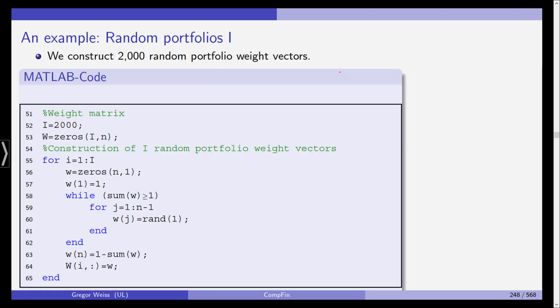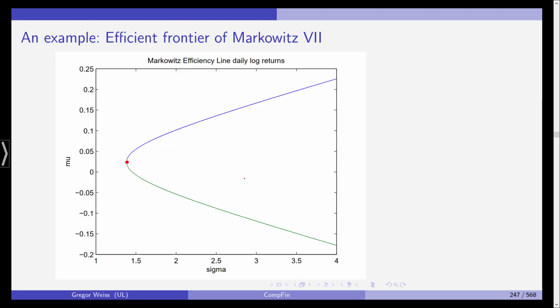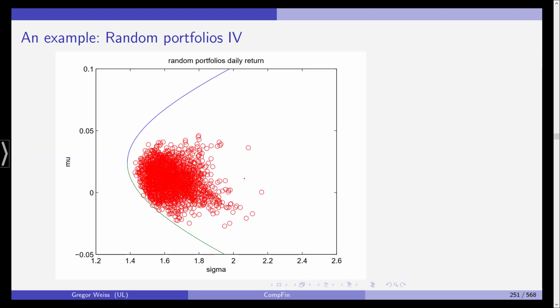Now we calculate 2,000 random portfolios by calculating 2,000 random portfolio weight vectors. So this is what we do here. Simply use those portfolio weights and then make sure that they all sum up to 1. And we simulate the portfolio returns. We calculate the daily portfolio returns and take the mean and standard deviation. And we include those random portfolios, which could be naive diversification in a sense. And we plot it in our graph here.